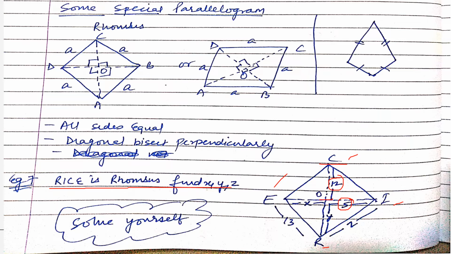Very simple. Property of rhombus. If you know OI, can't you say what is OE? Again, property of rhombus. If ER is 13, how much is RI? Again, property of rhombus. Try to use your brain and solve on your own in your notebooks as a classwork. Okay.